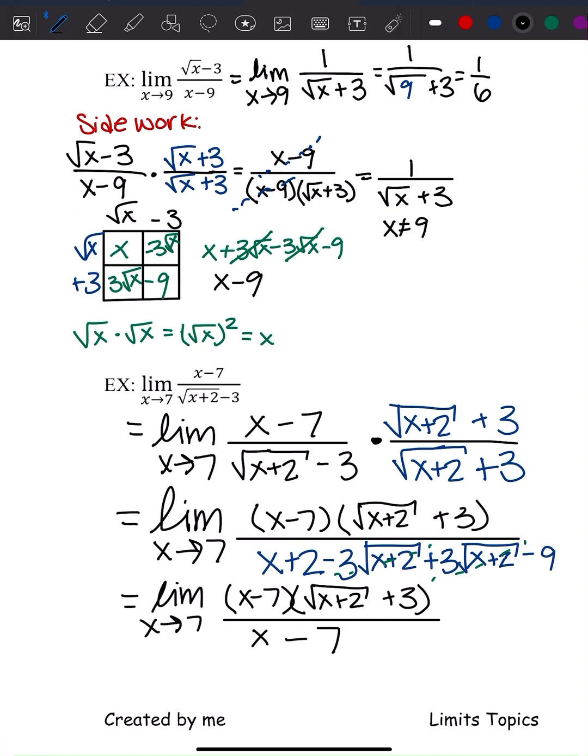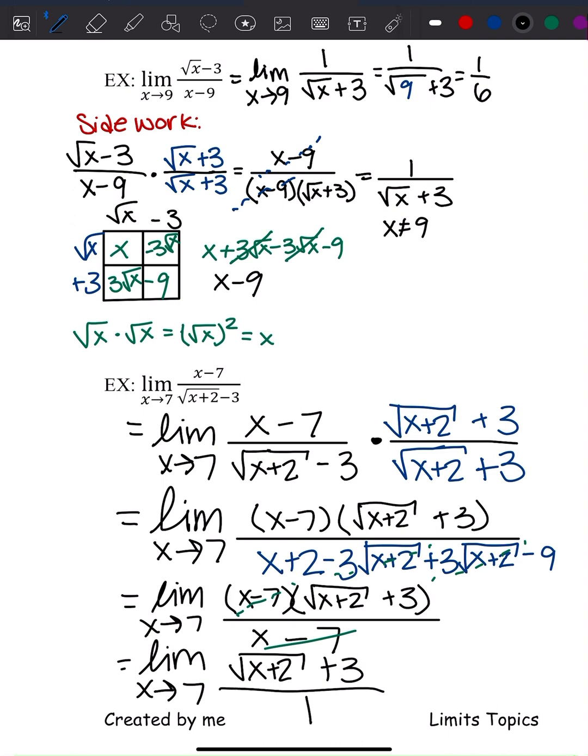I can only divide out a polynomial like x minus 7 if I have multiplication between terms or it's the only thing. So because I have multiplication here between our terms and this is the only thing in the denominator, I can go ahead and cancel those out. So this gives me the limit as x approaches 7 of the square root of x plus 2 plus 3.